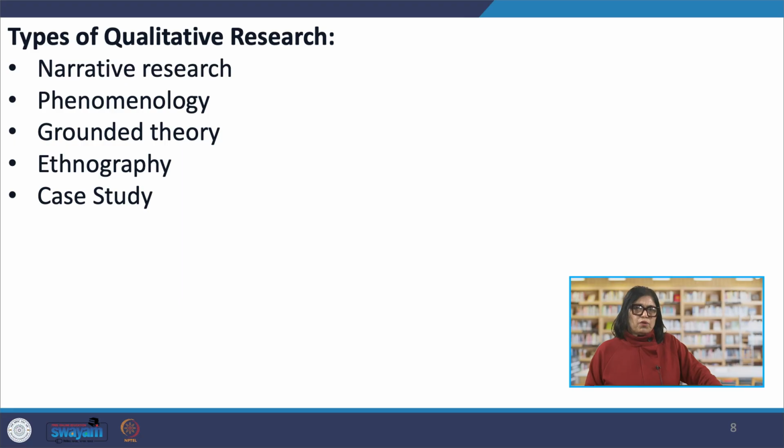What are the common types of qualitative research? Qualitative research is an umbrella term for various methodologies that focus on understanding and interpreting human experiences, behaviors, and social phenomena within their context. These approaches seek to gather in-depth, rich data through the analysis of language, actions, and expressions. Five common types of qualitative research are narrative research, phenomenology, grounded theory, ethnography, and case study.